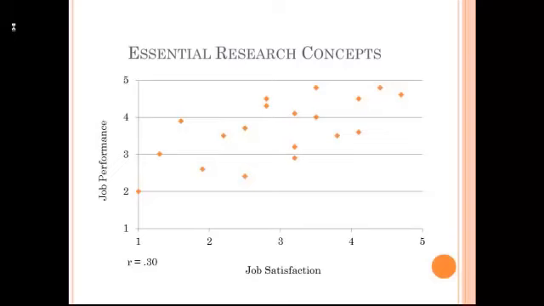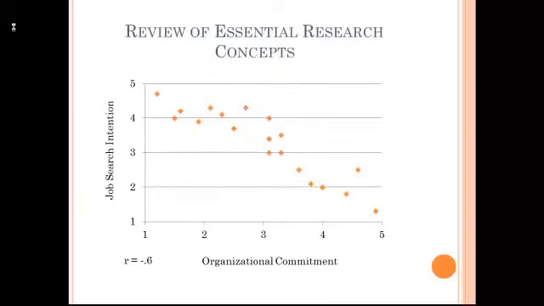Now next we can see a negative correlation. Here on the horizontal axis we've got the variable for organizational commitment, how much you identify with the organization as a person. And on the vertical axis we've got a person's intention to search for another job. And we can see that this represents a negative correlation. As one variable goes up, as organizational commitment goes up, the other variable goes down. Job search intentions go down as organizational commitment goes up.